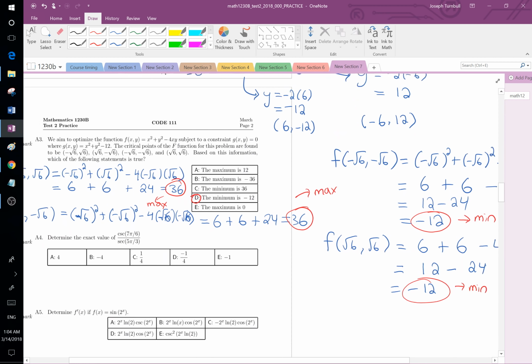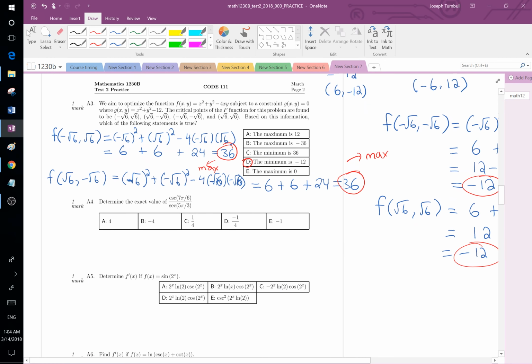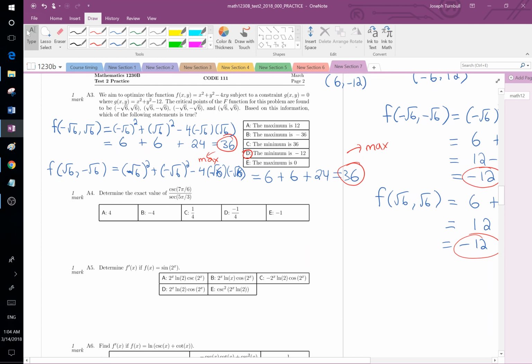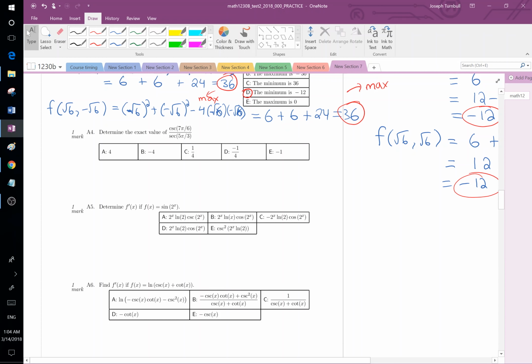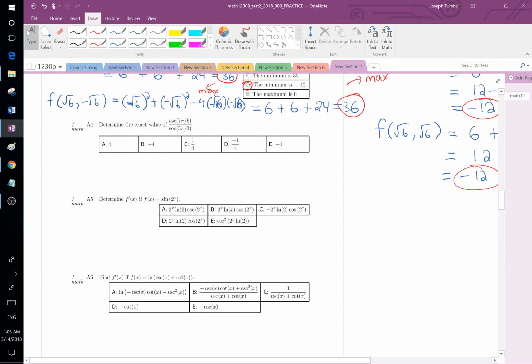So the key for these types is to plug the critical points into the little f function, the function that we're looking for the max of, or the min of, and then ranking the output, whatever number is coming out of that function evaluation. Okay, fourth question is finding the exact value of two trig functions divided by each other, evaluated at particular angles.